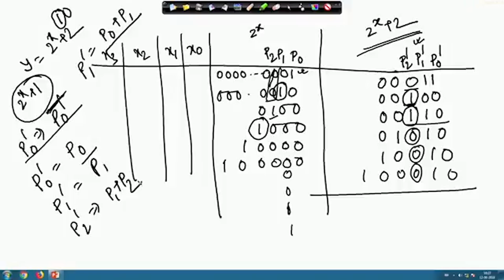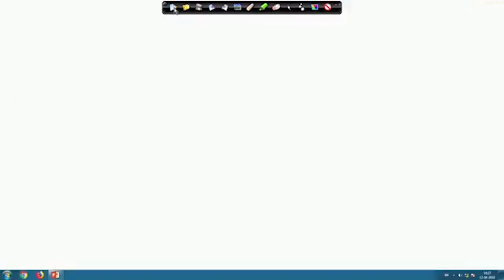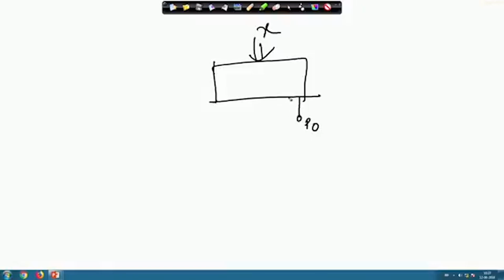Okay. So, now if I draw the circuit, it will be something like this. If I put x over here, P0 is nothing but P0 here, and here this is P1 dashed, and if I put one OR gate over here, this is the new P2 dashed, and this circuit is basically nothing but 2 to the power x plus 2.